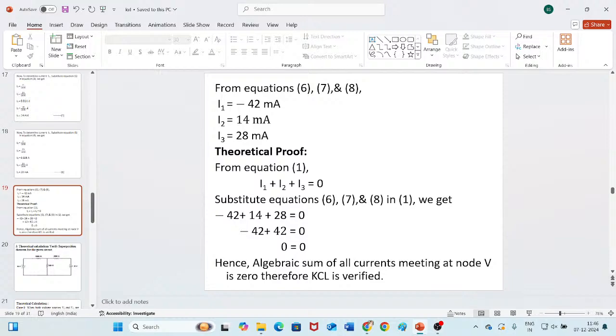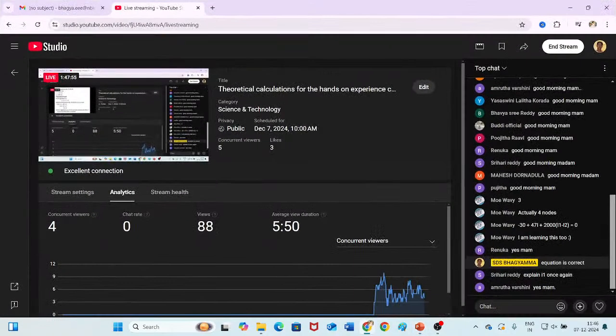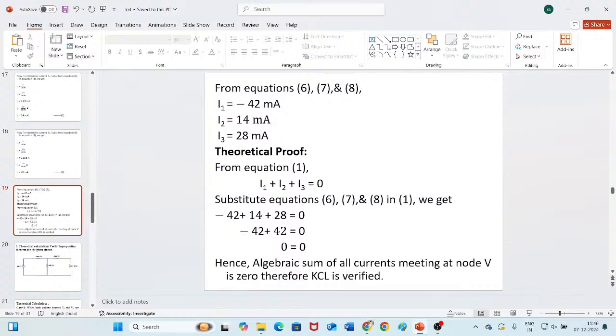So I tried to explain as simply as possible. I have made everything very simple. I have written each and every step to explain this concept. I hope you are able to follow. Even if you are unable to follow, you can go through this video later on once again to understand the concept better. Okay. So I'm going for superposition theorem verification.